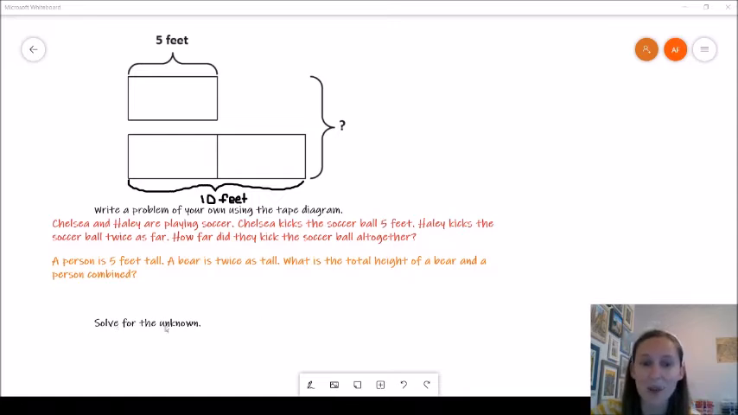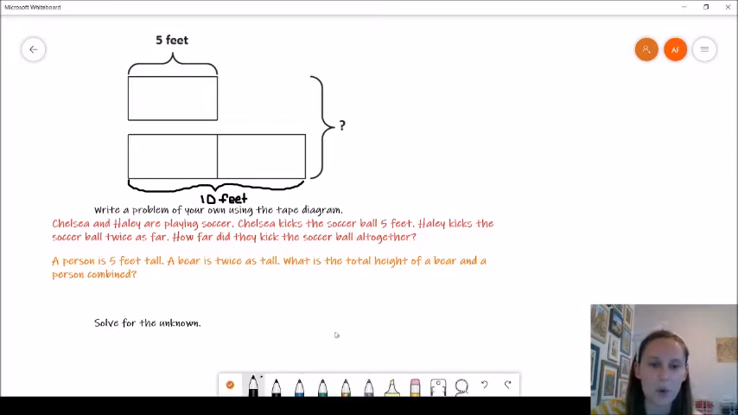Now we want to actually solve for the unknown. So on our tape diagram here, we know that one value is 5 feet. The other value is twice as long, which is 10 feet. So we are finding the total. So 5 feet plus 10 feet, our unknown here would be 15 feet. So that would be the answer to either of my word problems.